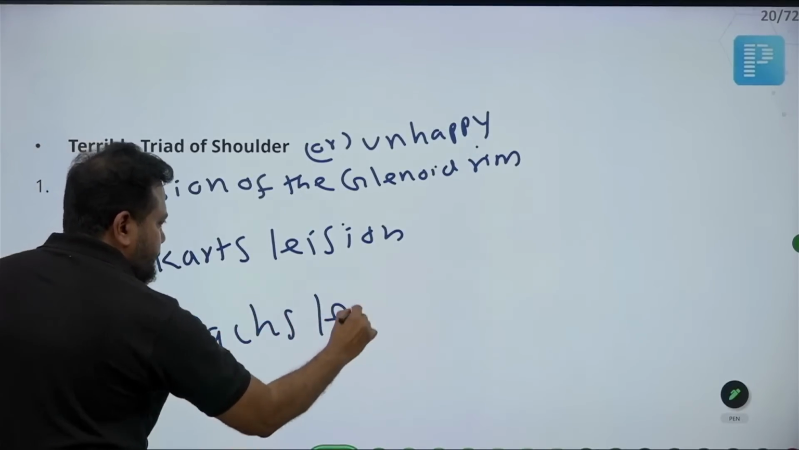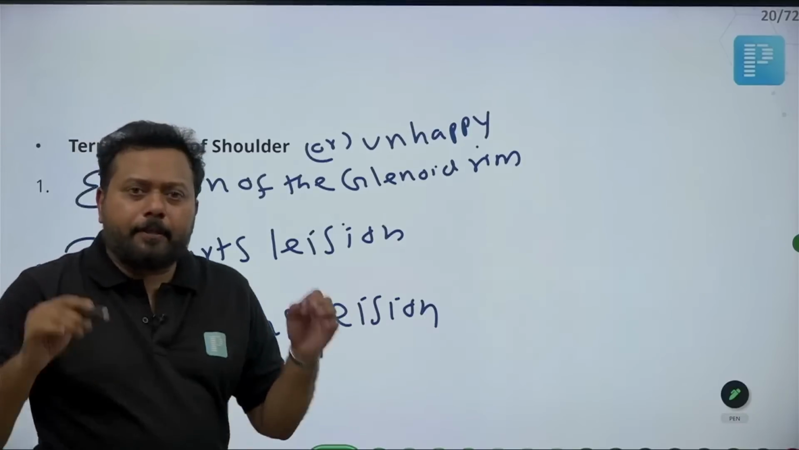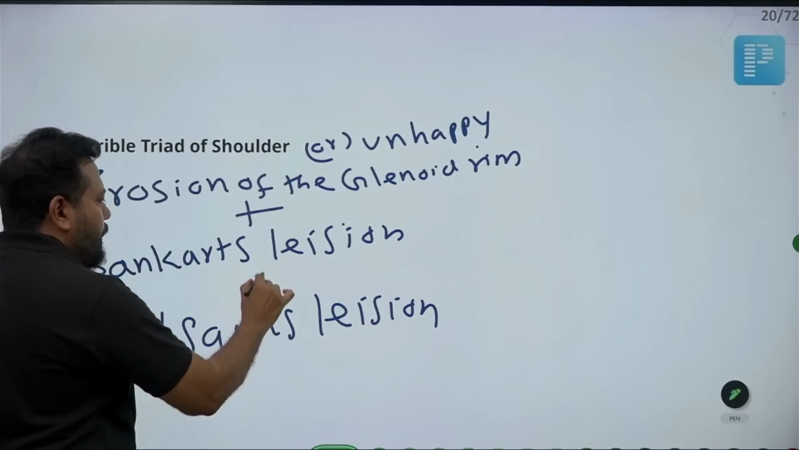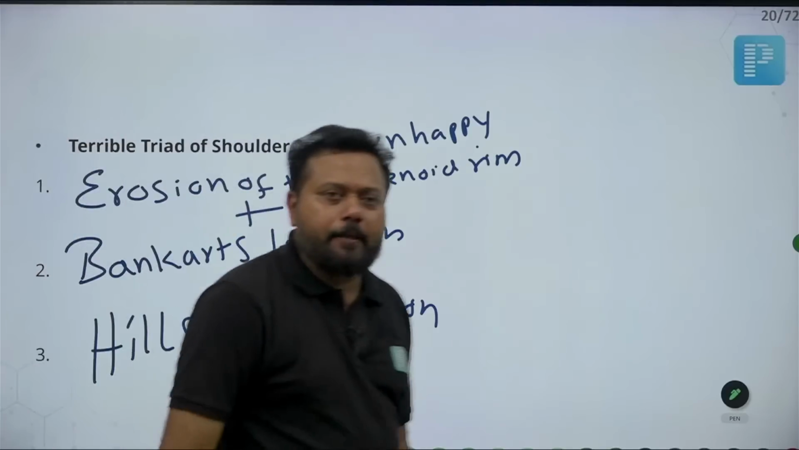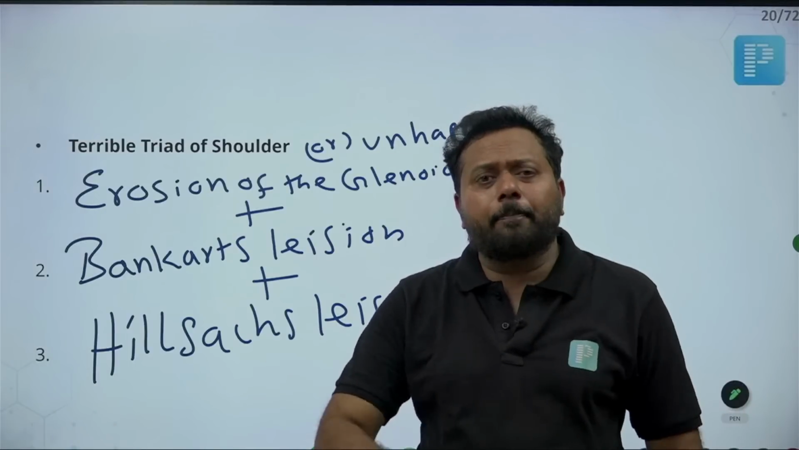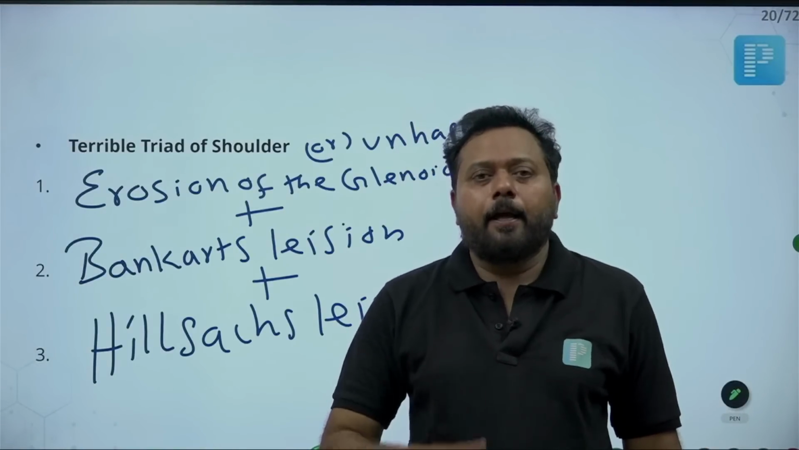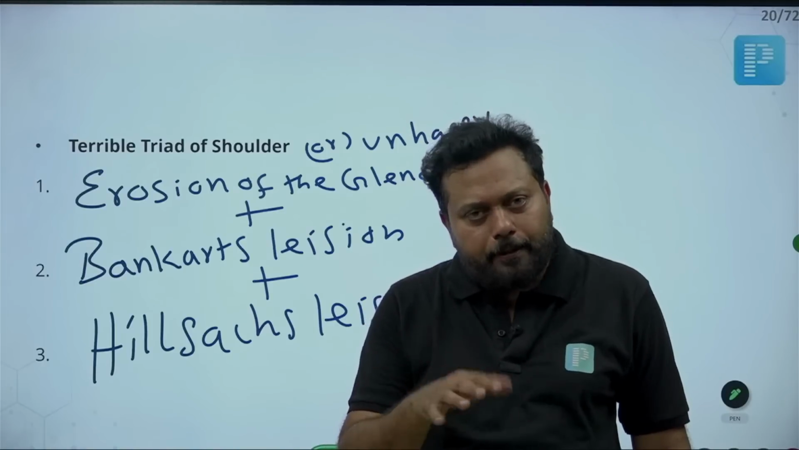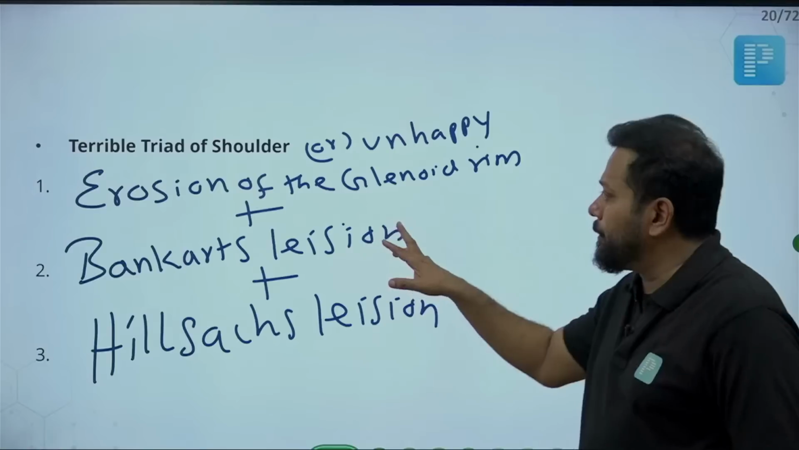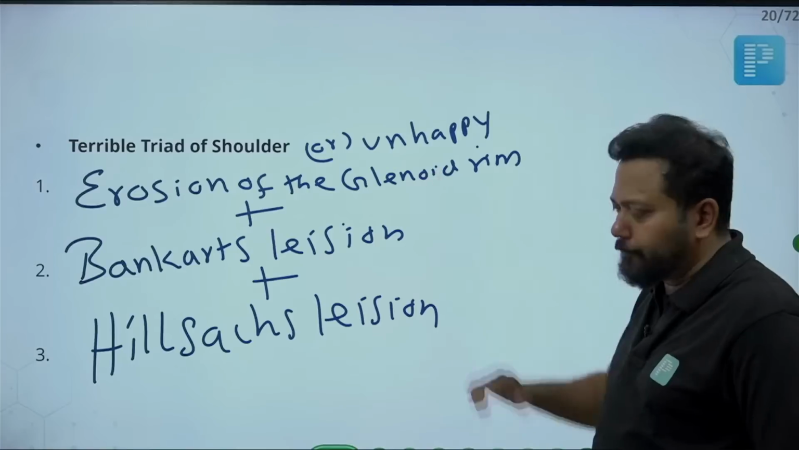So, at the same time in the same shoulder, when somebody has erosion of the anterior glenoid rim plus Bankhart's lesion plus Hill-Sachs lesion, that is called terrible triad or unhappy triad of shoulder, because that shoulder dislocation will go for recurrent dislocation and the prognosis is not that good. So the patient is unhappy and the surgeon is unhappy. This does not have any special name.